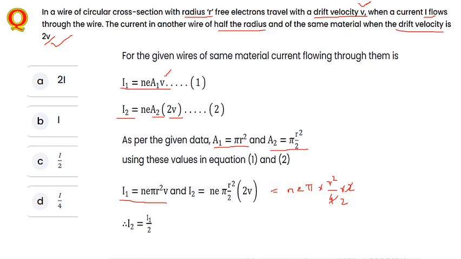See, n e pi r square, where e is the charge of the electron, we already know this is I1, and the remaining factor is 2. So I2 is I1 divided by 2. I1 is the current flowing in the first case, which is I. So from this, the answer is I by 2.